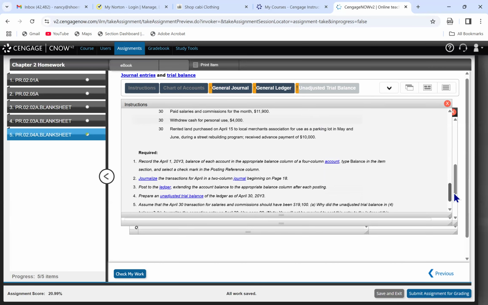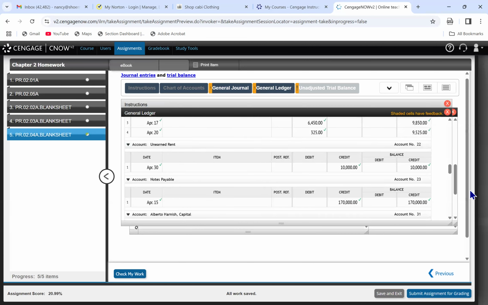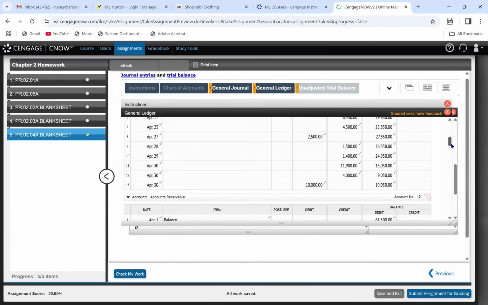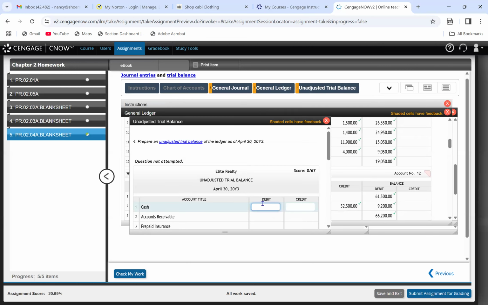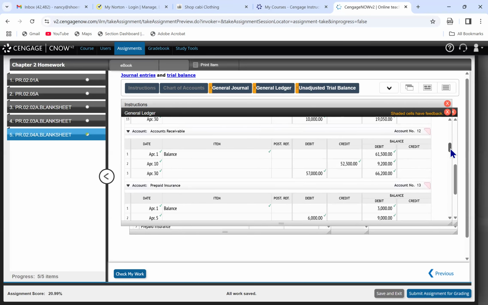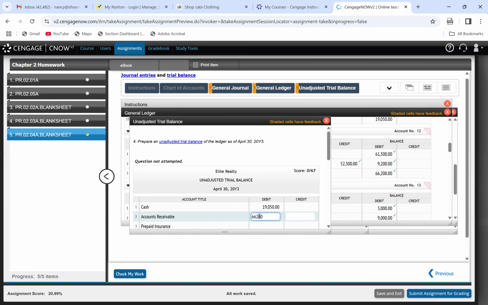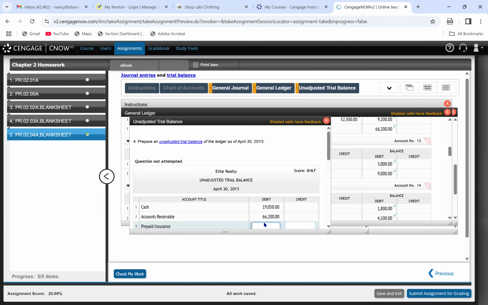Now, once we've done that, we're going to prepare an unadjusted trial balance as of April 30th. The way we're going to do that, we are going to take this general ledger and just come up with these balances. So cash is 19,050, so we will find the unadjusted balance and show 19,050. We will then show accounts receivable of 66.2. We will show prepaid insurance of 9,000. See what I'm doing? These are all assets, so they will all be debited.